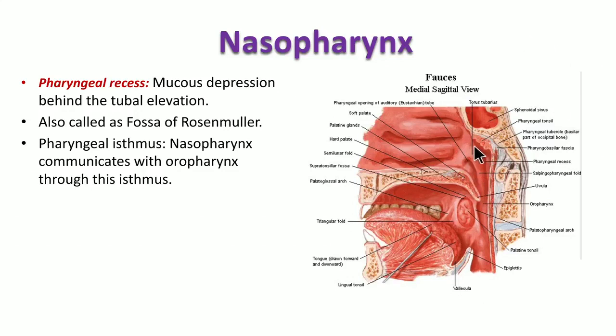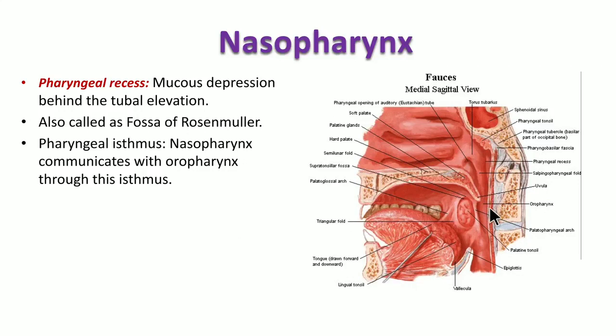Now here what you see is the nasopharyngeal isthmus, or simply the pharyngeal isthmus. Through this narrow communication, the nasopharynx communicates with the oropharynx. It is mainly formed by the posterior surface of the soft palate near its lower end, and posteriorly by a raised mucous fold called Passavant's ridge.